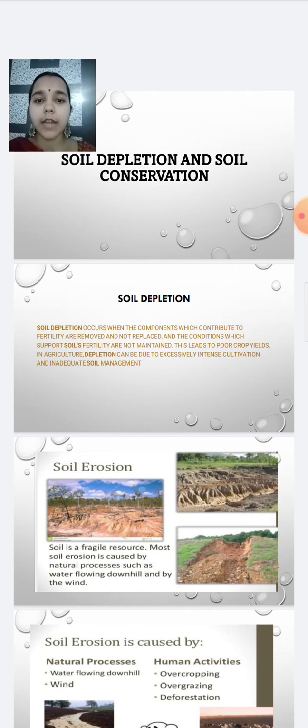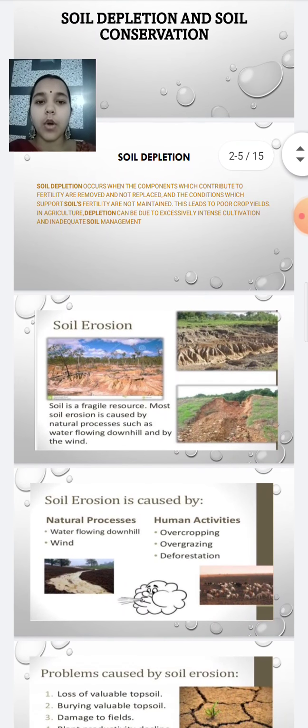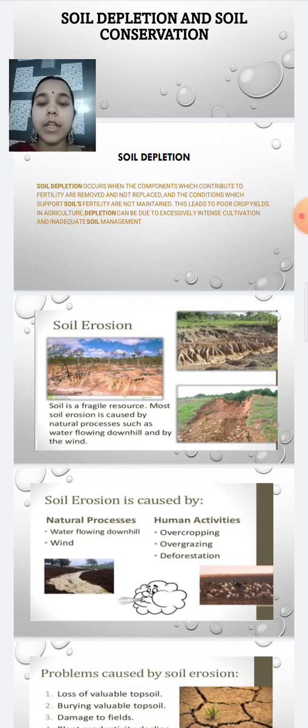First we will understand the meaning of soil depletion. Soil depletion occurs when the components which contribute to fertility are removed and not replaced, and the conditions which support soil fertility are not maintained. It means soil depletion mainly occurs due to the removal of soil fertility and also due to the mismanagement of soil. That is, depletion can be caused by intense cultivation of soil and also mismanagement of soil.